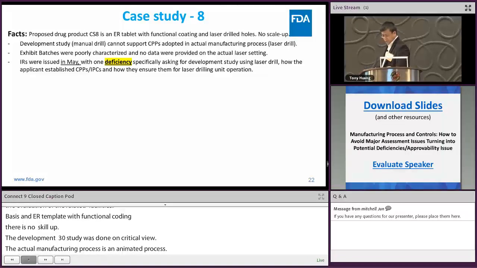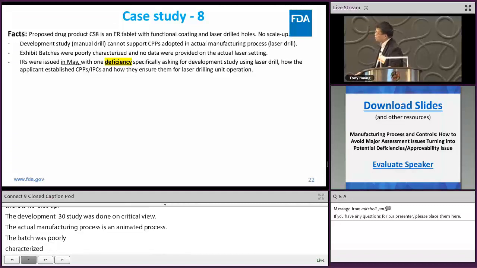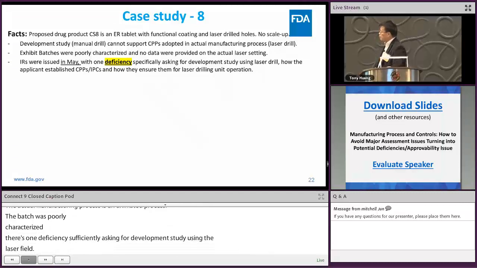So at first, IRs were issued in May last year, with one deficiency specifically asking for development study data using the laser drill, not the manual drill, and how the applicants establish the CPPs and in-process controls, and how they ensure those in-process controls for the laser drilling unit operation.